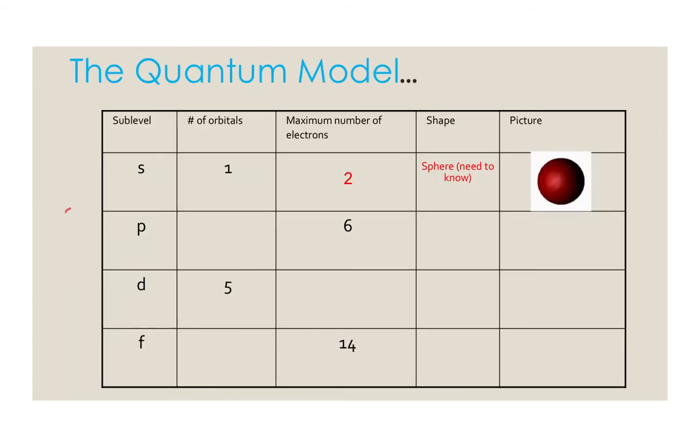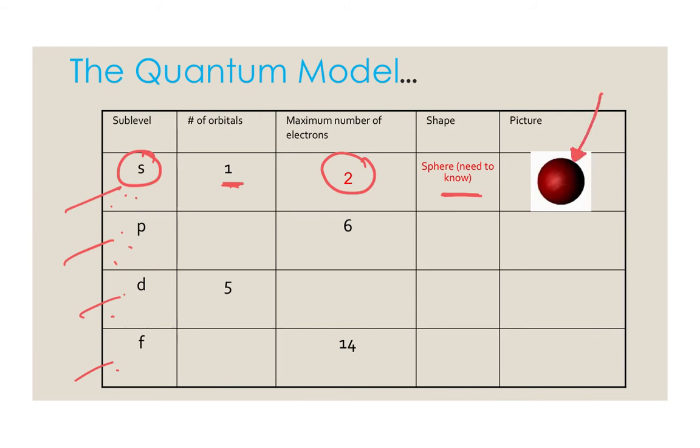All right, so I said we have 4 sublevels, S, P, D, and F. It turns out that the first energy level only has an S, the second has an S and a P, the third has an S, a P, and a D, and the fourth and the rest, 5th and 6th and 7th, all have S, P, D, and F sublevels. And so let's talk about these sublevels for a second. S sublevels have 1 orbital. And as we said on the previous page, orbitals hold 2 electrons, so that means an S sublevel will hold 2 electrons. The shape of an S sublevel is a sphere, which you need to know.